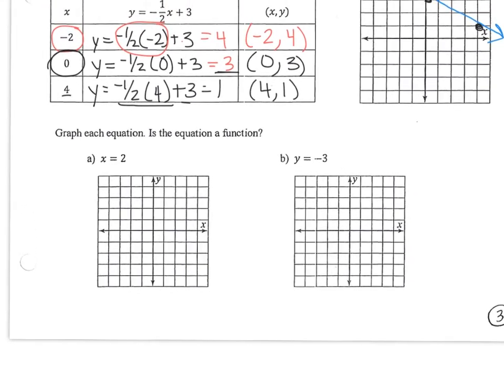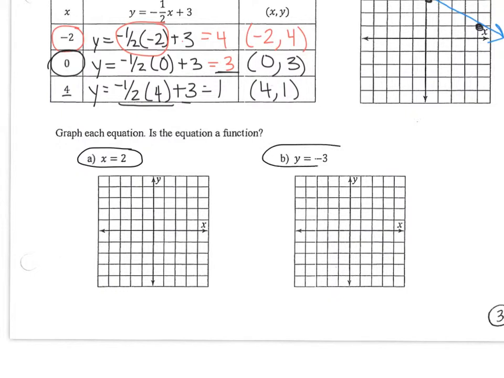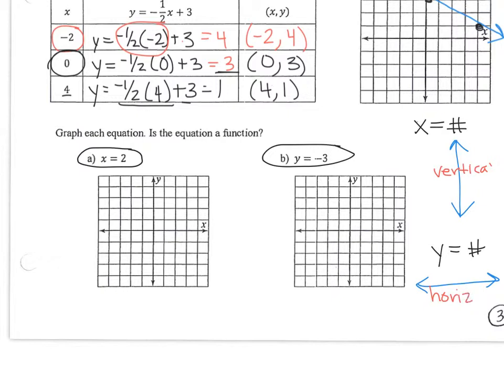Now, next thing is if you have to graph these types of lines. If you have x equals a number, it's going to be a vertical line. If you have y equals a number, it's going to be a horizontal line. This is a vertical line. It goes up and down. This is a horizontal line. It goes side to side.